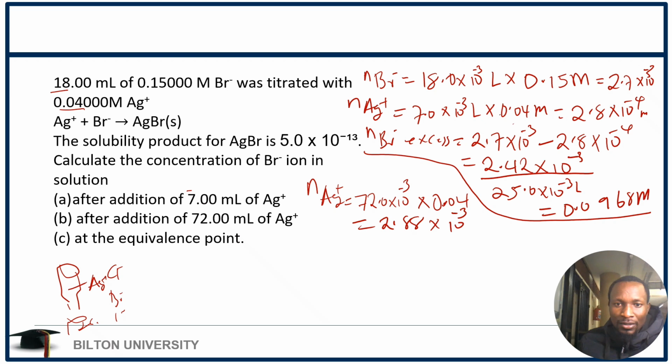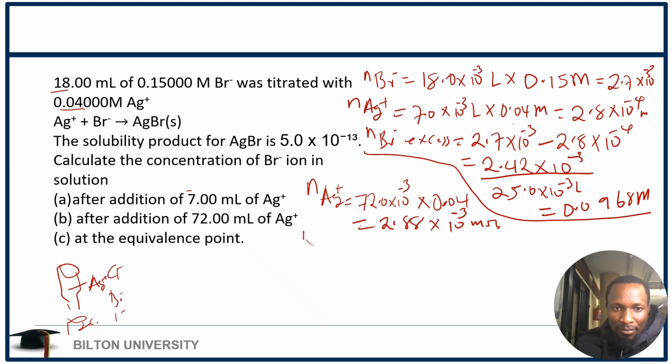So these are the moles of silver ions that are now in the solution after the addition of 72 mL. Now if you compare with the initial moles of the bromide ions in the solution, you realize that there are more moles of silver ions in the solution compared to moles of bromide ions, and therefore in this case silver is the one in excess.